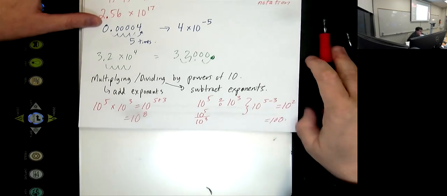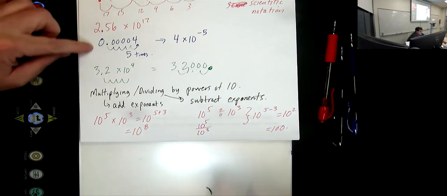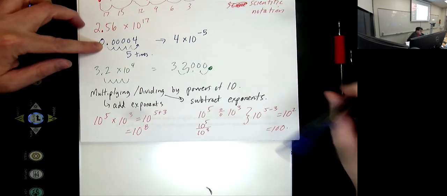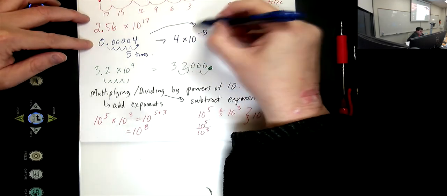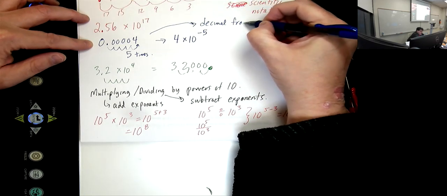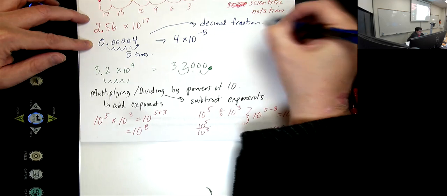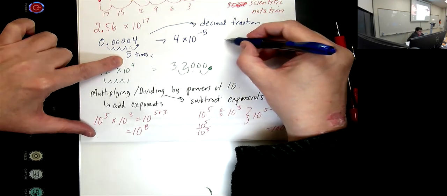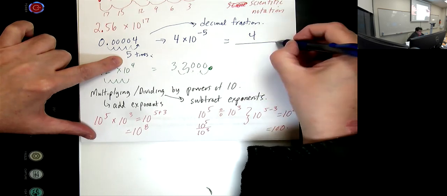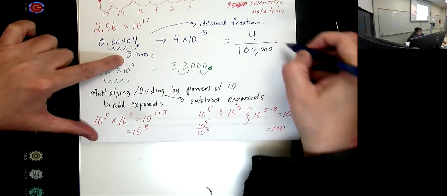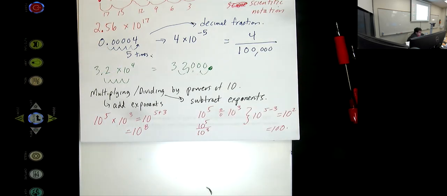Necessary, yeah. I'm going to come up here to this 4 times 10 to the negative 5, which is 0.00004. This can be written as a decimal fraction, and I think decimal fractions show up in 1.1, though I didn't talk about it. I moved it 5 times. I can also write this as 4 over a fraction with that many zeros: 5 zeros and a 1 on the bottom.